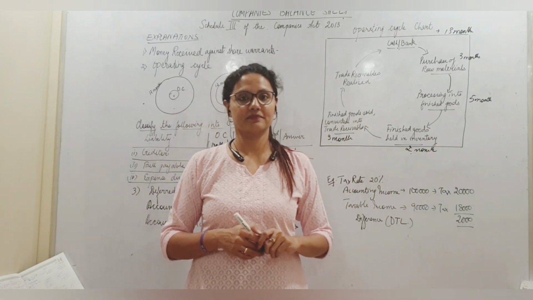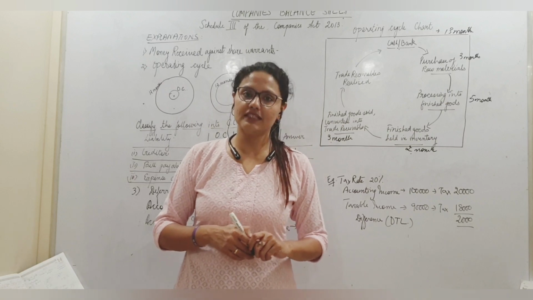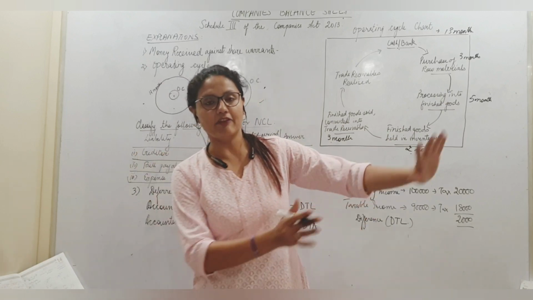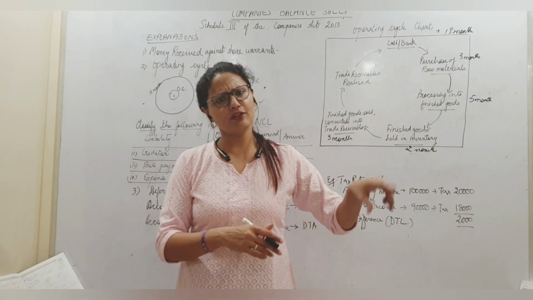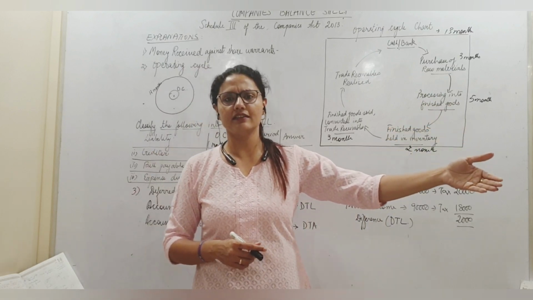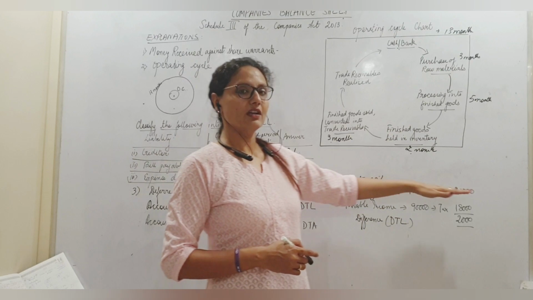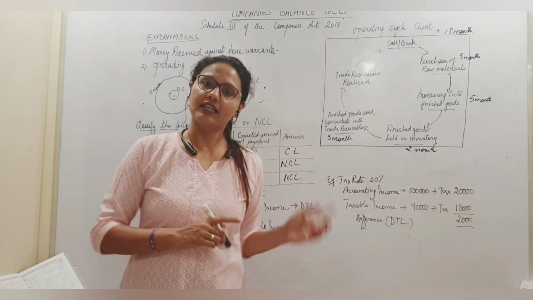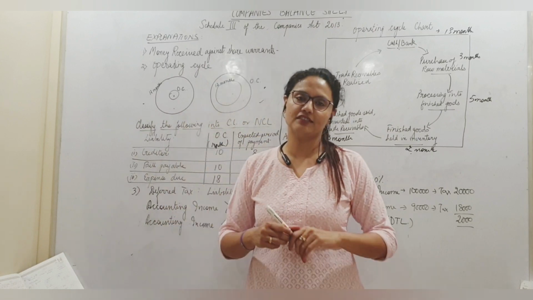In that year. Clear? So this tax is accumulated and this is deferred to the next year. So something I know that I have to pay next year is a liability, right? So this results into a deferred tax liability of 2,000 that I will show in the balance sheet.